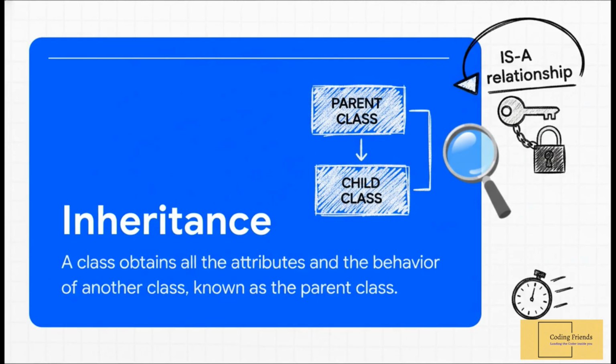Then we have inheritance. This one is all about code reuse. Why write the same code over and over again? With inheritance, a new class, the child class, can inherit all the properties and behaviors of an existing parent class. It creates an is-a relationship. For example, a car is a vehicle. This saves a ton of time and makes your code way more organized.